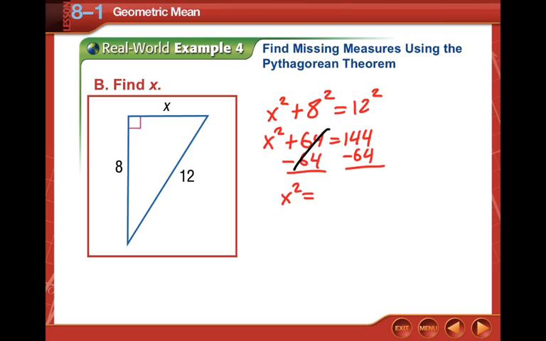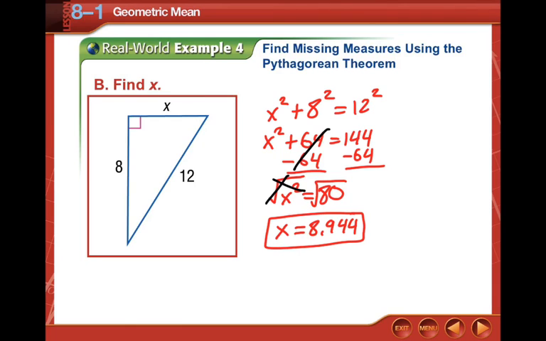So x squared is equal to 80. And once again, last step is to square root both sides. And again, we don't want to include the negative. So x is equal to the square root of 80, which comes out to be 8.944.